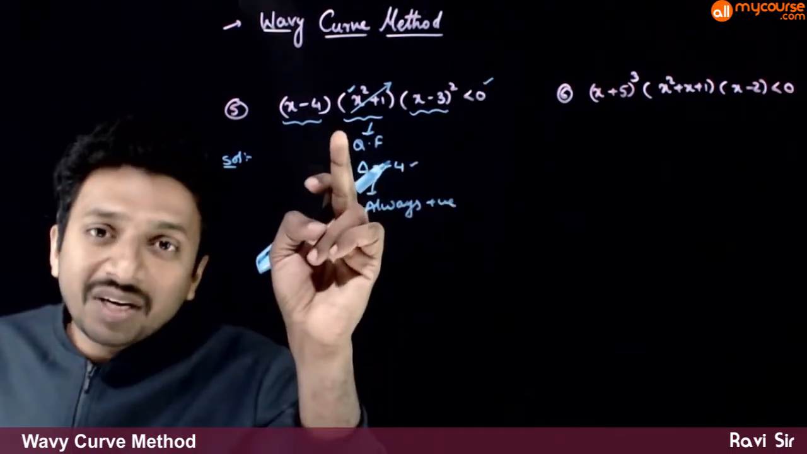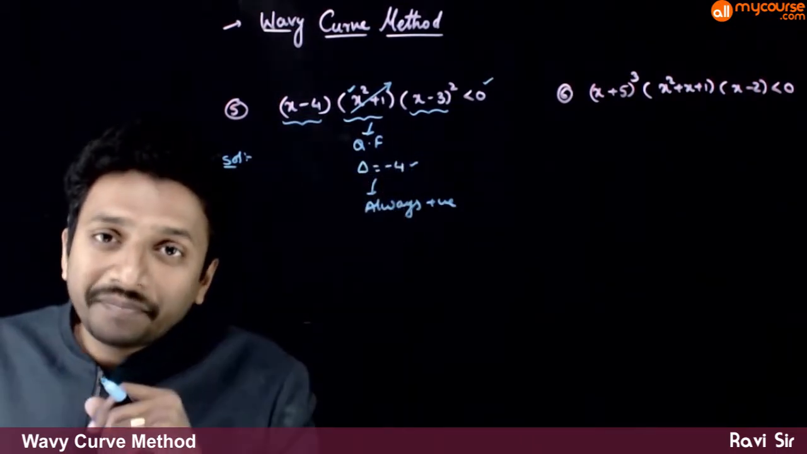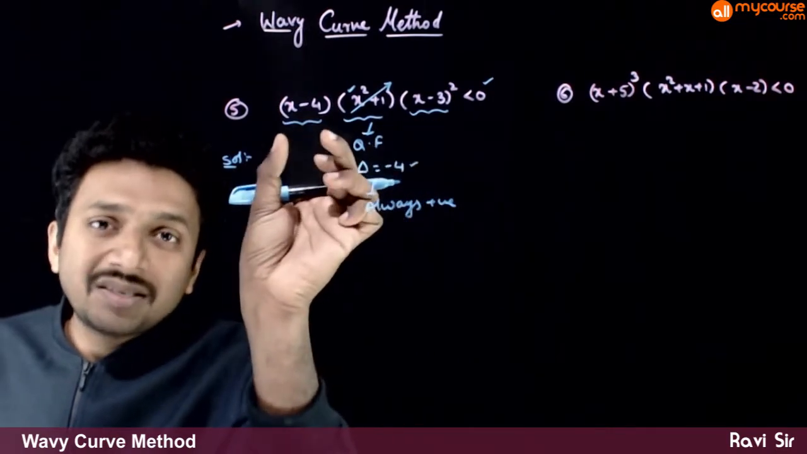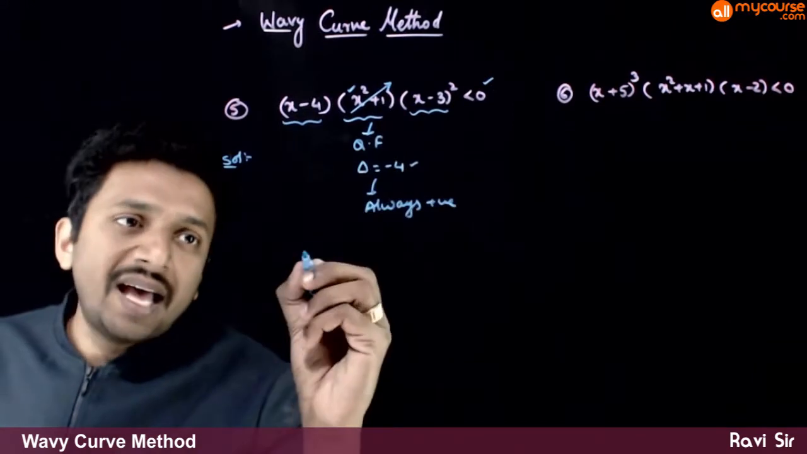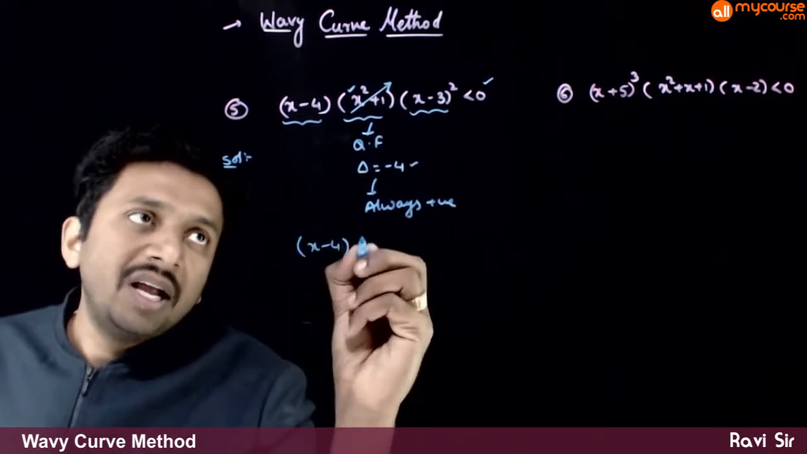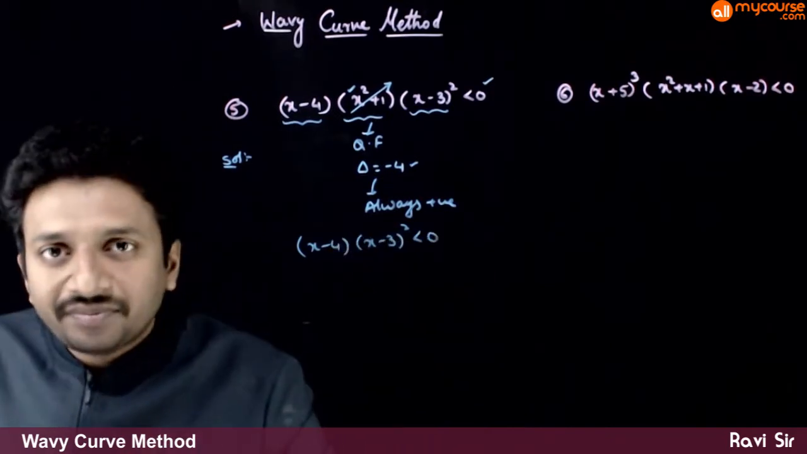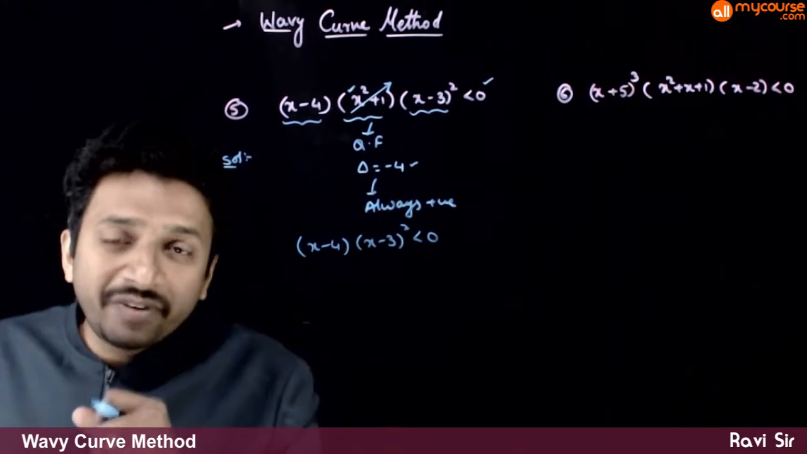If you're sure that this number is positive, you don't need to take it into account at all. So the effective inequality depends on just x minus 4 and x minus 3 whole square. So I can write this as x minus 4 into x minus 3 whole square is less than 0. This is a very important simplification that you do.